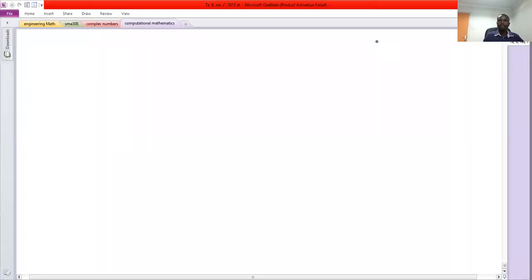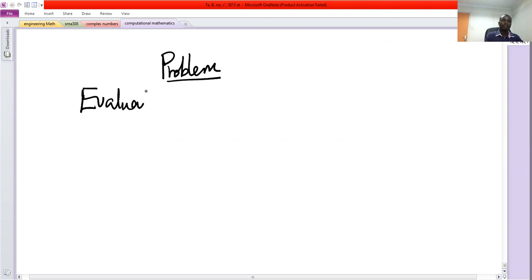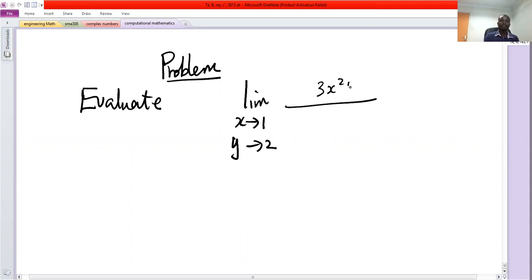Welcome to this session. In this session, we are going to find limit of function of two variables x and y. So problem one. Evaluate the limit as x approaches 1, y approaches 2 of the function 3x squared y divided by x squared plus y squared plus 5.